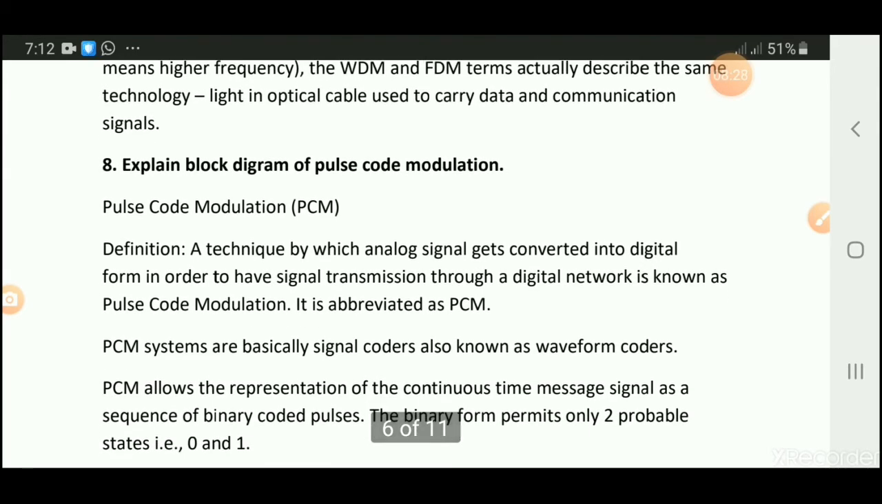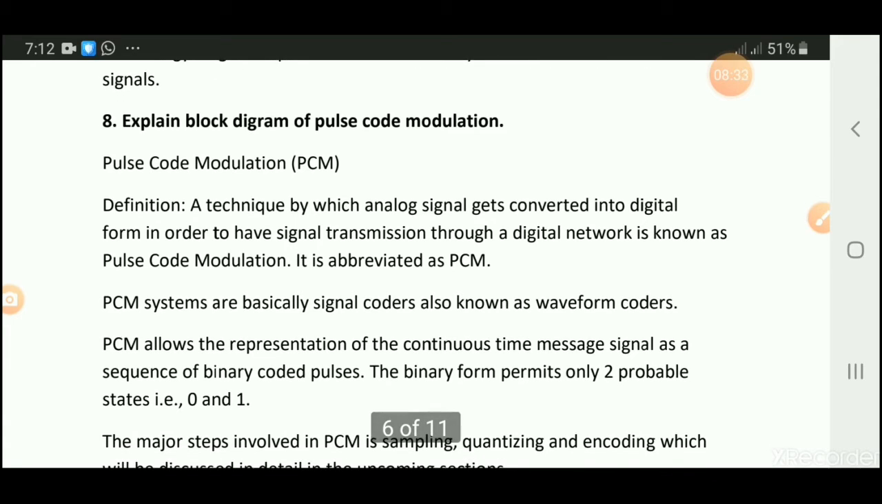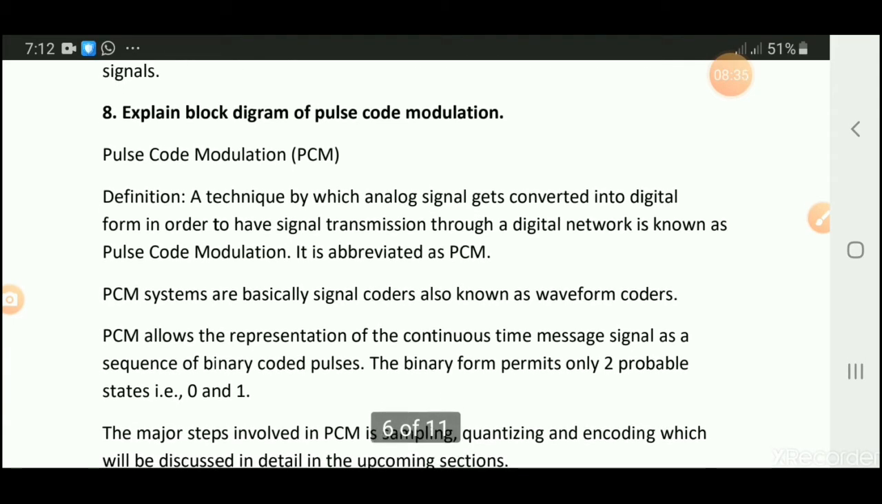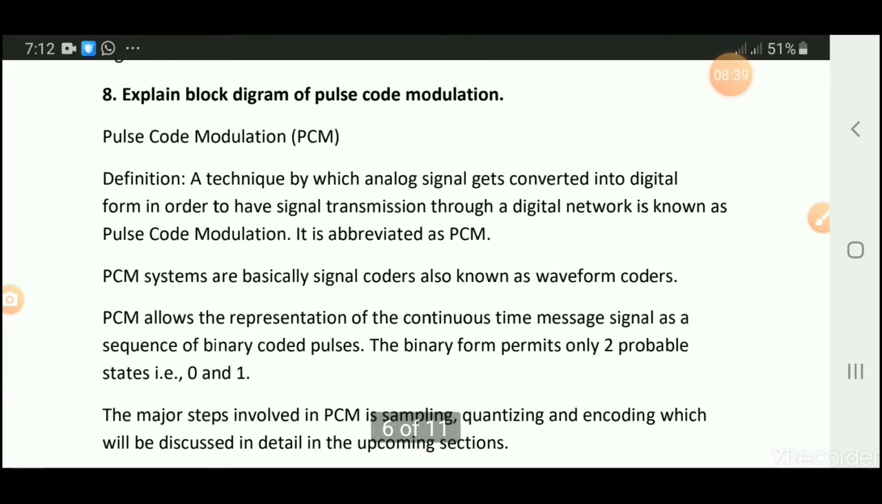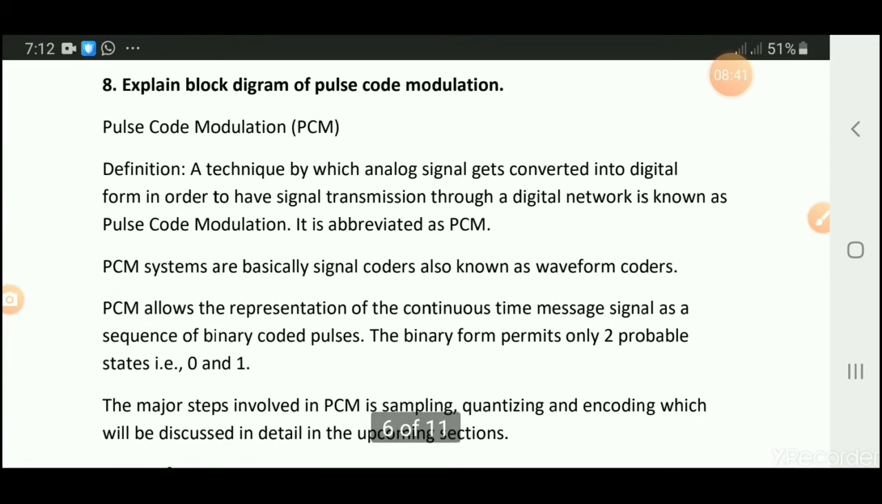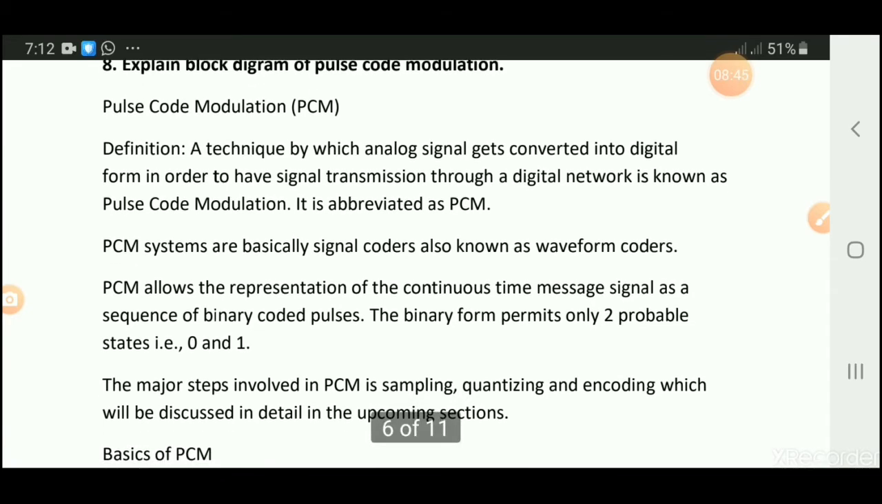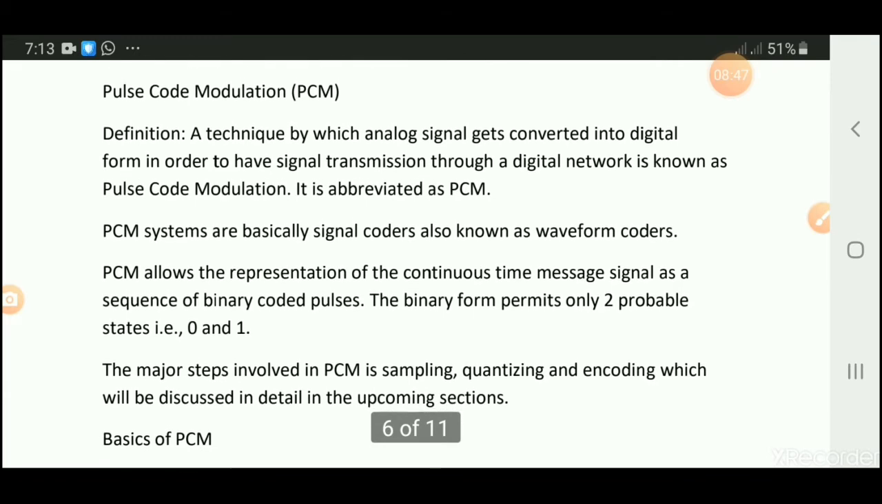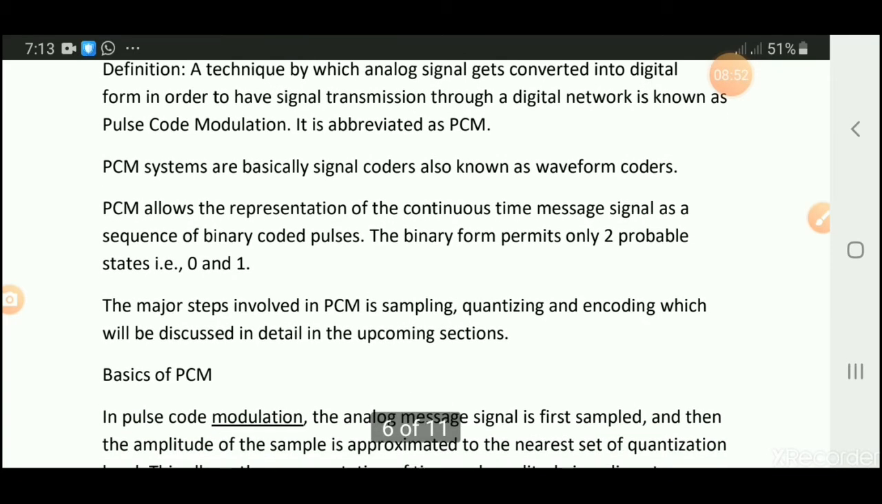Explain the block diagram of pulse code modulation. A technique by which an analog signal gets converted into digital form in order to have signal transmission through a digital network is known as pulse code modulation. It is abbreviated as PCM.